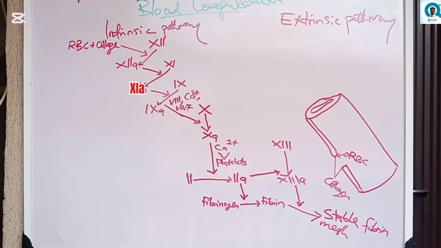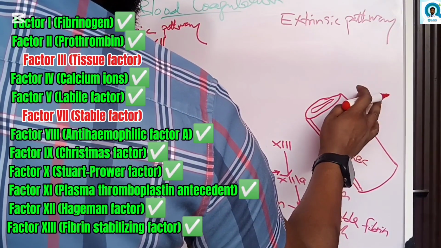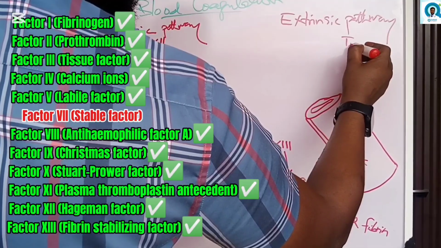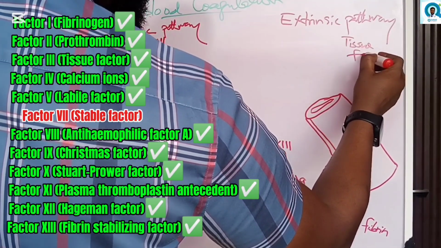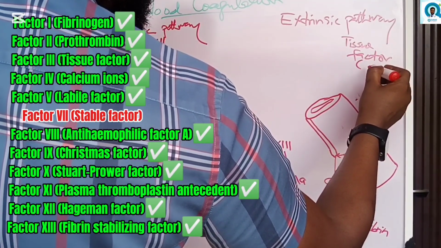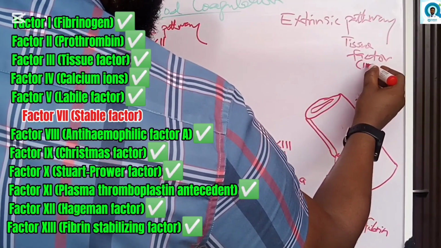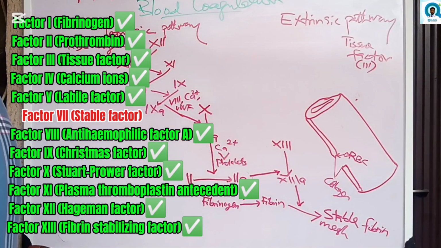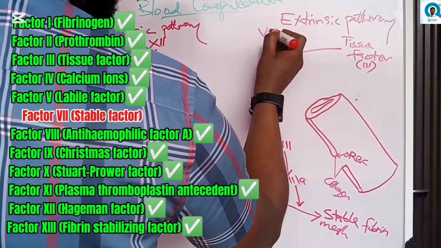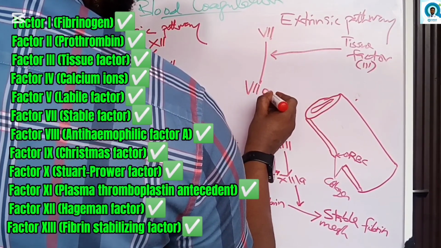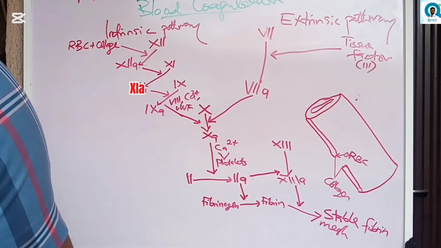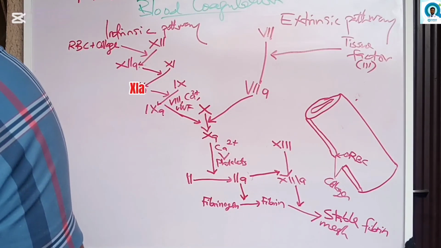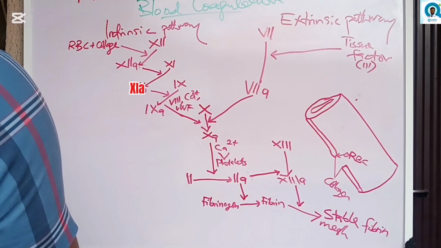Next, let's look at the extrinsic pathway. The extrinsic pathway is triggered by the release of tissue factor, also known as tissue thromboplastin, from damaged tissue external to the blood. It is called extrinsic pathway because it is initiated outside the blood. Tissue factor activates factor 7, and together these two factors activate factor 10. This is another way in which the common pathway is kick-started.